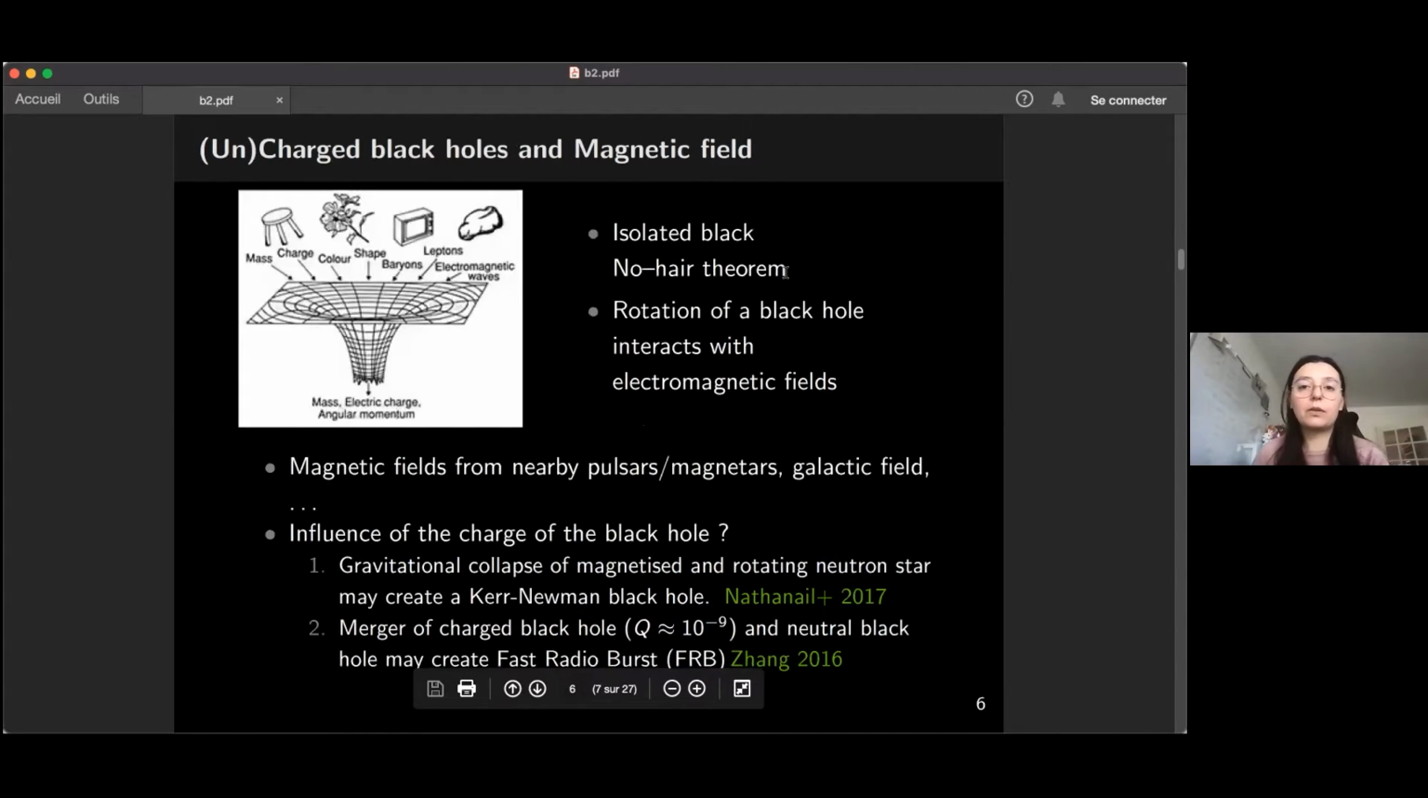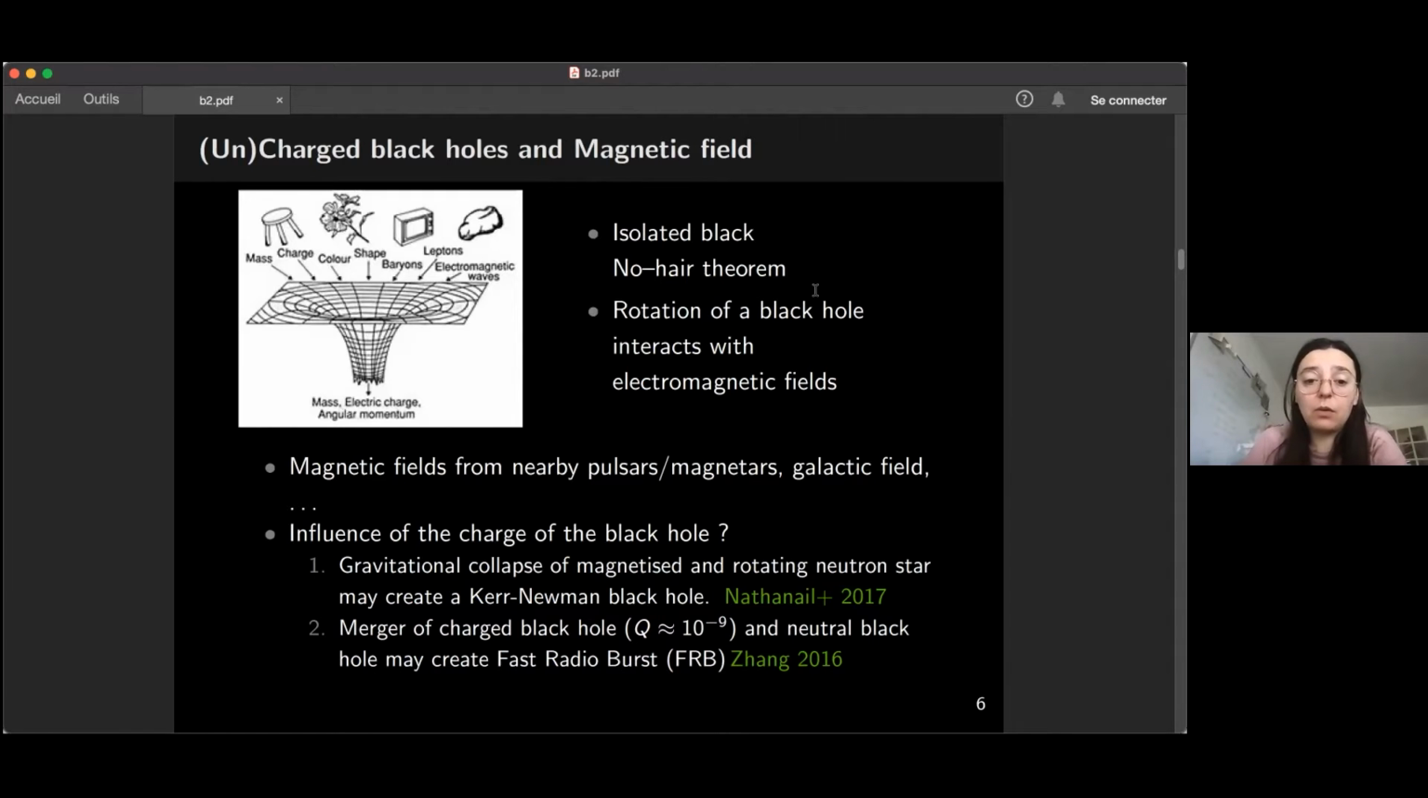Some words about this central object and the electromagnetic field. The central mass is usually an isolated black hole, so we can speak about the no-hair theorem. It can be rotating, and then the rotation of the central mass is going to interact with the electromagnetic field. So what kind of electromagnetic field? Usually a large-scale one, from a nearby pulsar, magnetar, or the galactic field.